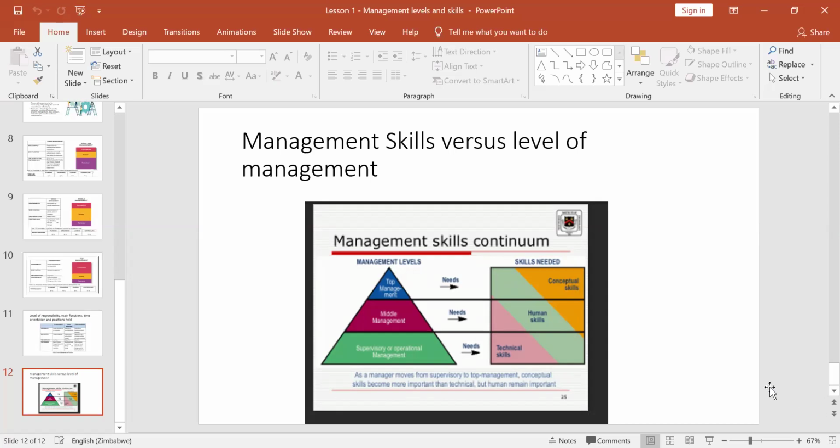Any questions on this one before we move on? Any questions on the management levels and the skills? Should we proceed to the functions? Okay.